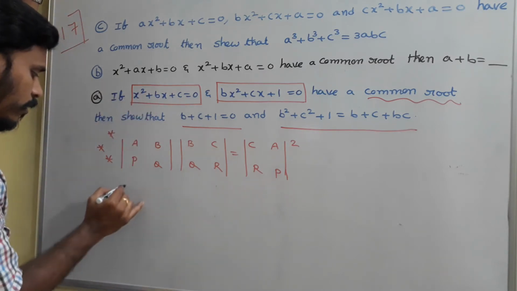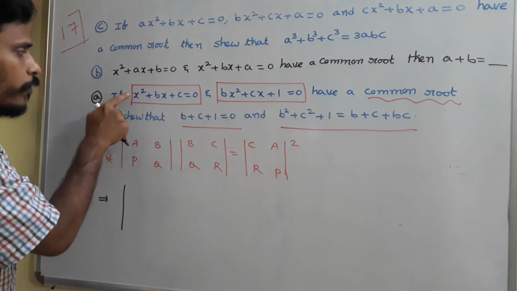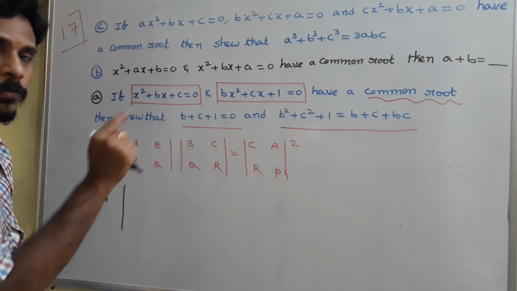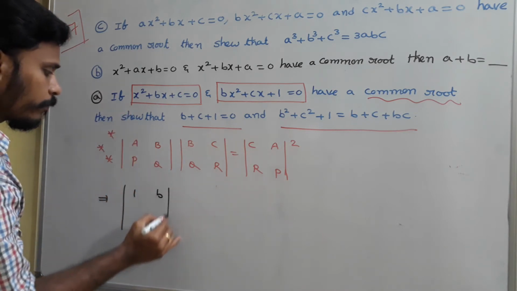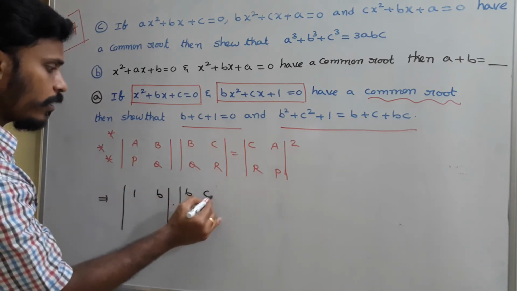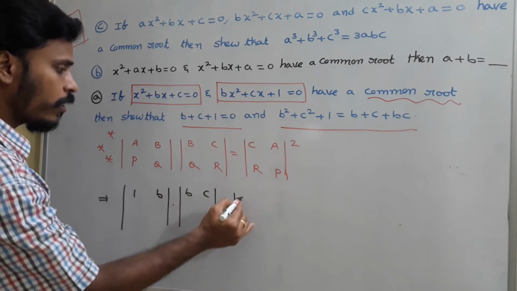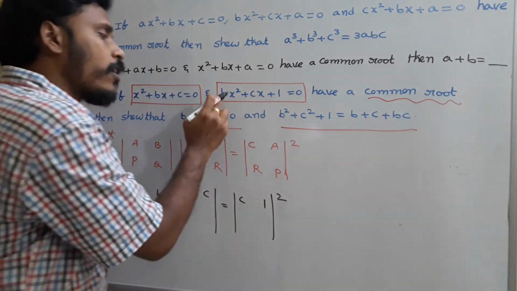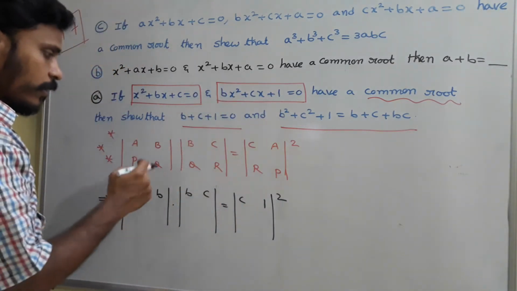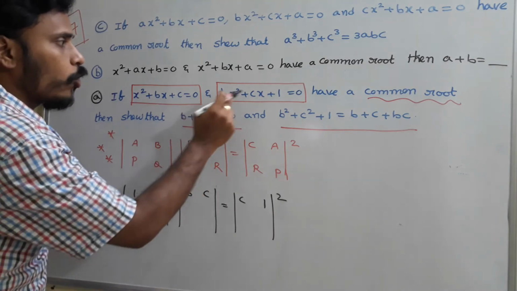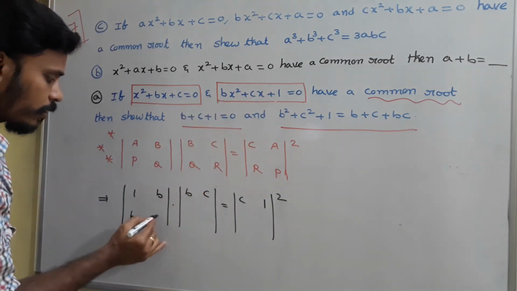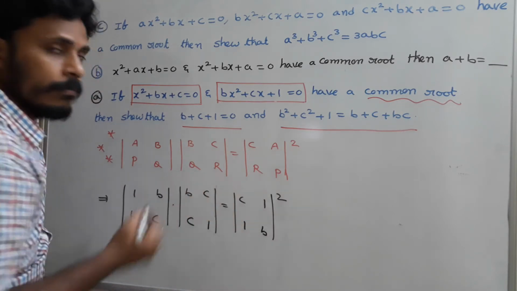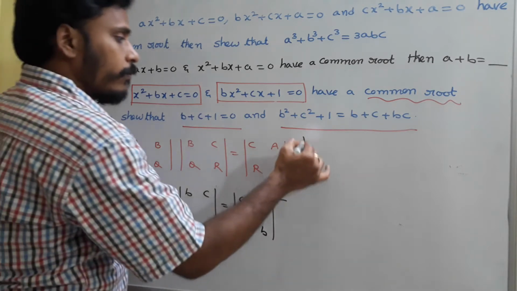So I have two equations. The coefficients of the first equation are 1, b, c. So I need to replace a with 1, b with b and c with c. So 1 b into b c is equal to c 1, and I have square for this. Next, the coefficients of the second equation are b, c, 1. In a cyclic manner I need to use this b c 1: bc, then c1, and then 1b. Now you just apply that determinant technique.